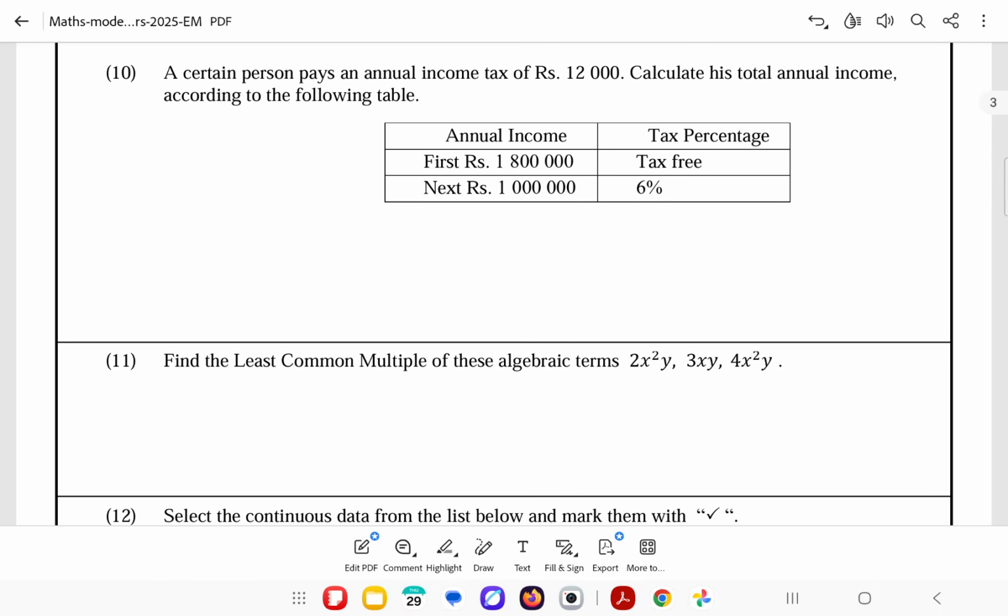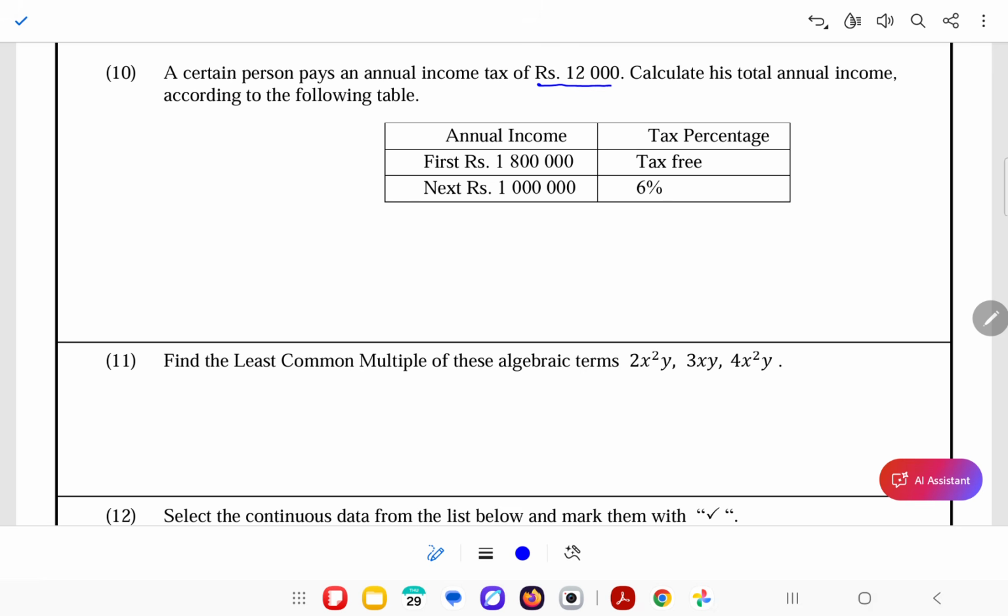Then let's look at the next one, number 10. A certain person pays an annual income tax of rupees 12,000. Calculate his total annual income according to the table. So first 1.8 million is tax free. So he is paying tax means he already has an income greater than 1.8. So keep that in mind. Now we have to figure out what is the extra amount he has.